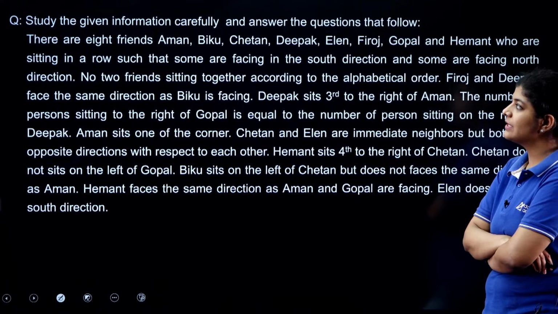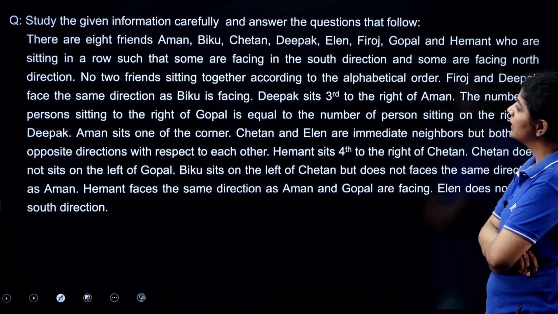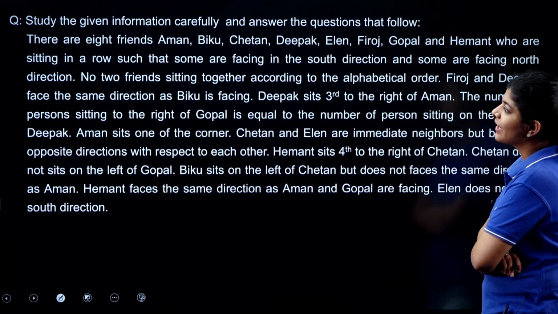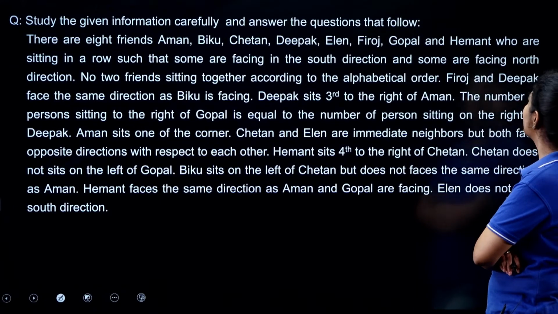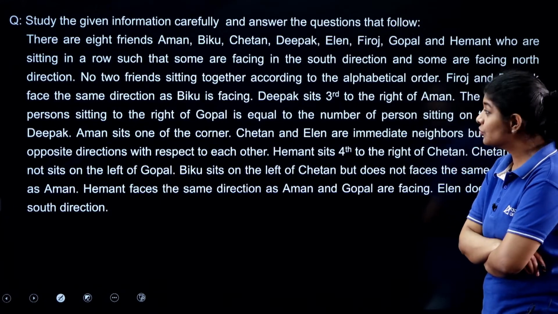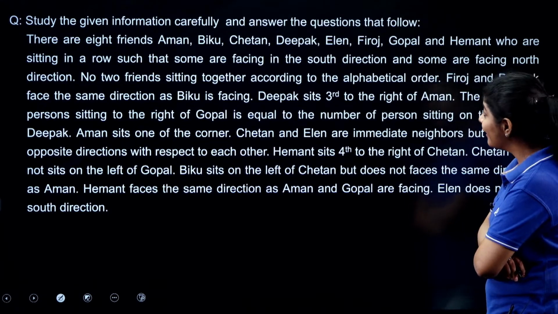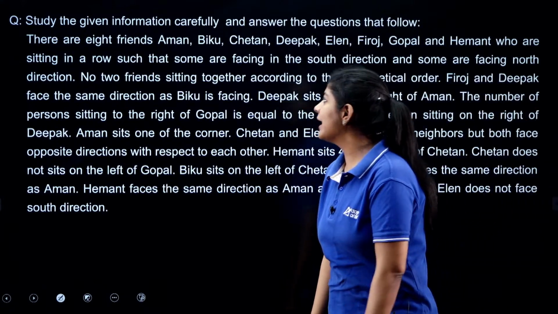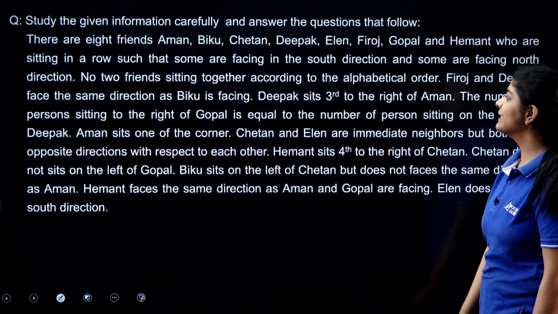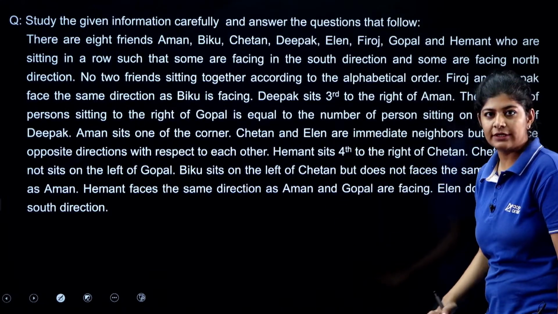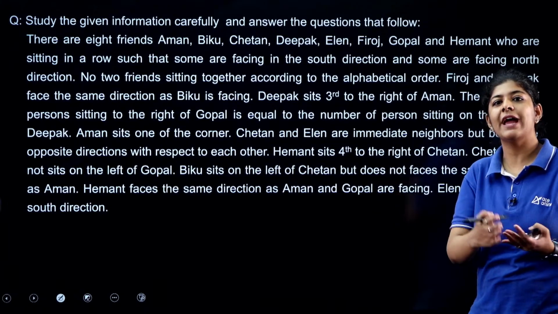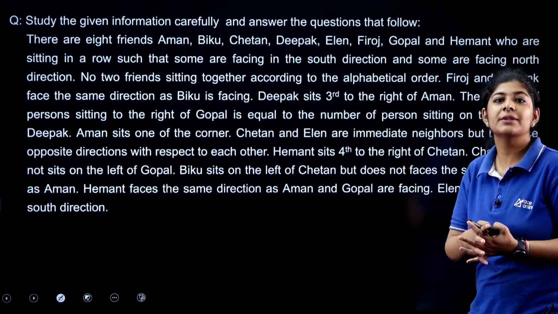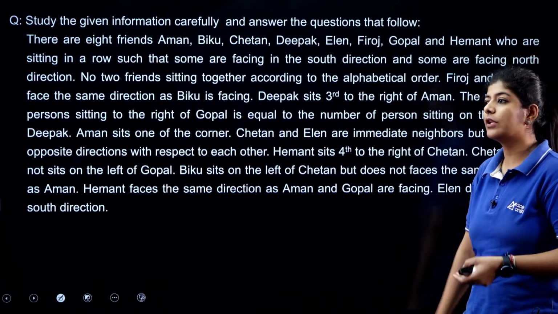Here we have 8 friends: Aman, Biku, Chetan, Deepak, Ellen, Firoz, Gopal and Hemant, who are sitting in a row such that some are facing in the south direction and some are facing in the north direction. No two friends together according to the alphabetical order. Firoz and Deepak are facing in the same direction and Biku is facing. Deepak sits third to the right of Aman, and so on. These are the clues. First we have to determine the small clues, and afterwards we simply need to merge them together so that we can get the whole arrangement.